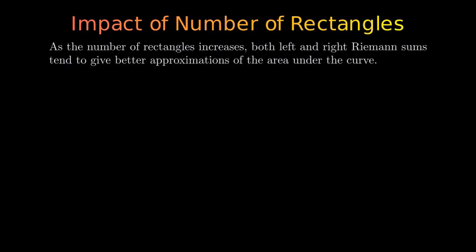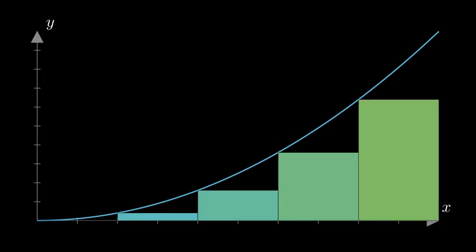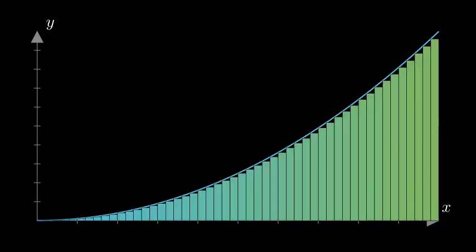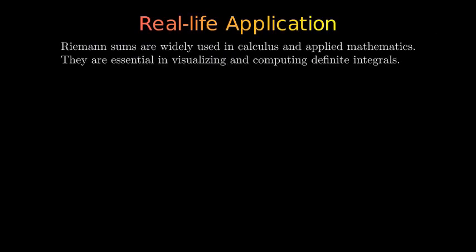As we increase the number of rectangles in both left and right Riemann sums, the accuracy of the approximation improves significantly. Visualizing this increase in precision showcases the power of using more rectangles to capture the intricacies of the curve and obtain a more precise estimation of the area beneath it.